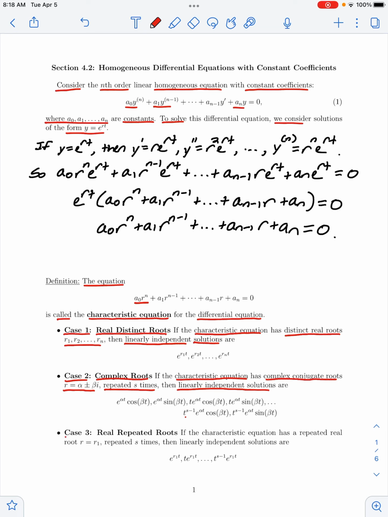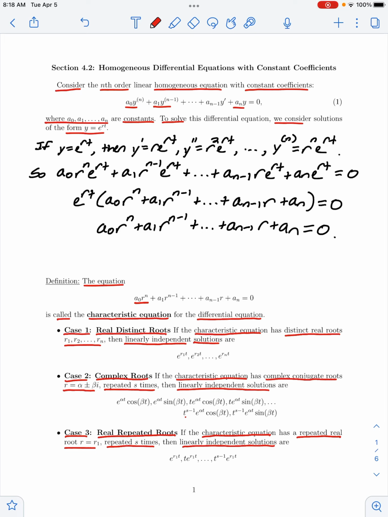And then our third case, case 3, is the case of real repeated roots. So if our characteristic equation has a repeated real root, let's say r equals r1, which is repeated s times, then linearly independent solutions are given by e to the r1t, t e to the r1t, t squared e to the r1t, and so on, up through t to the s minus 1 power, e to the r1t.